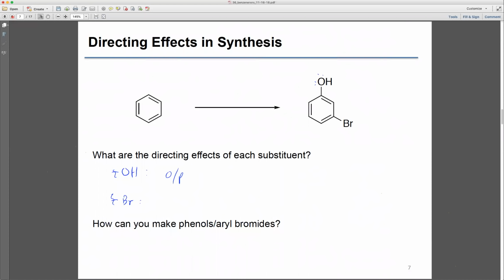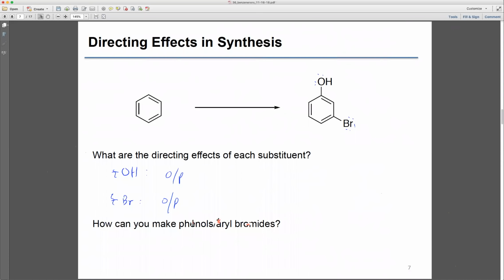So now what? Well, let's think about ways that we can make phenols or aryl bromides. How do we make phenols? Does anyone remember? Take that as a no.